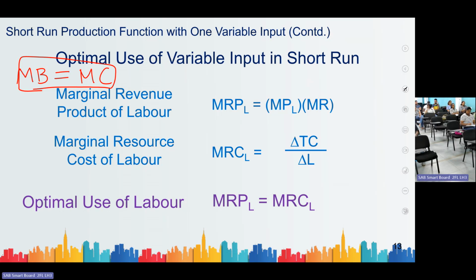So here also, to decide the optimum use of variable input, in our case the variable input is labor. So we will discuss this optimum use of variable input regarding labor, but we can generalize this same concept to any other variable input as well. There may be some other variable inputs like raw material. There may be some other variable inputs like electricity.